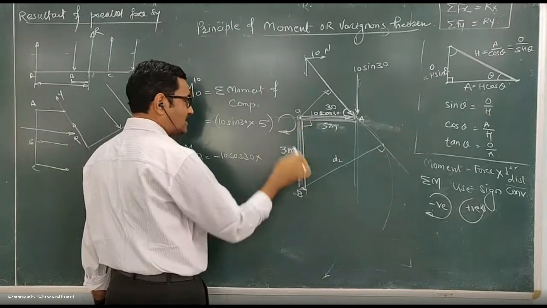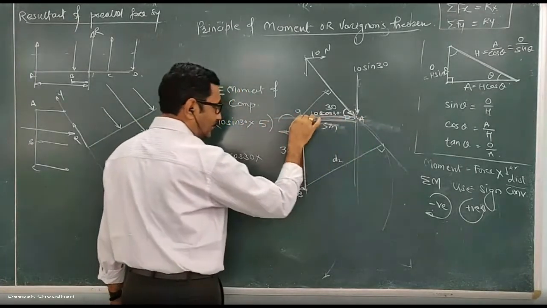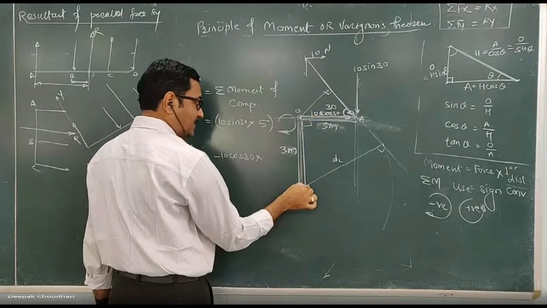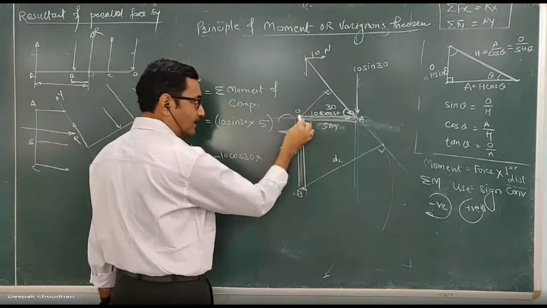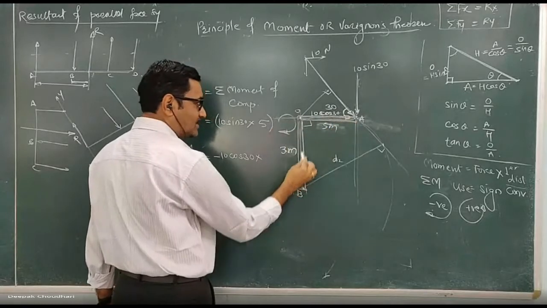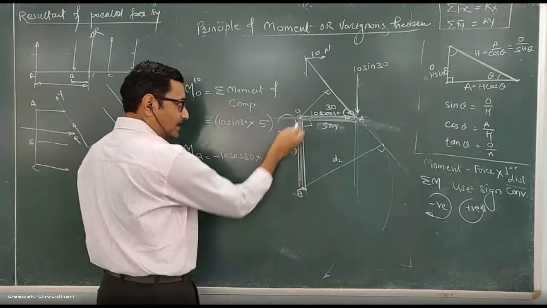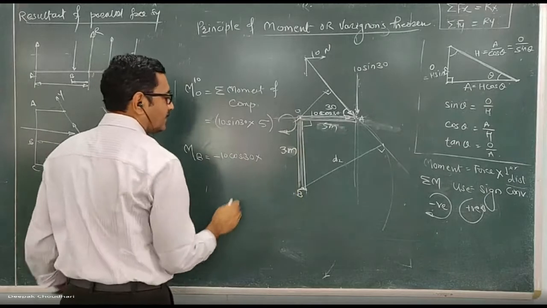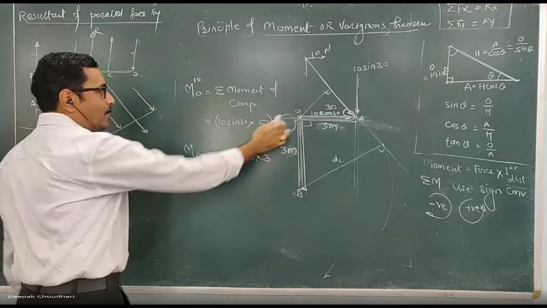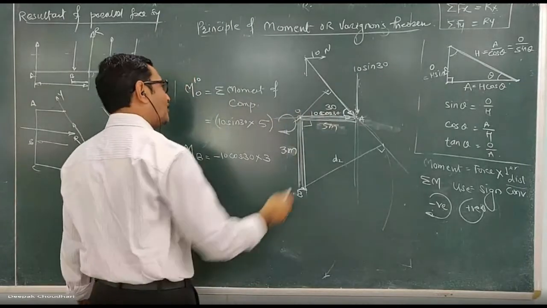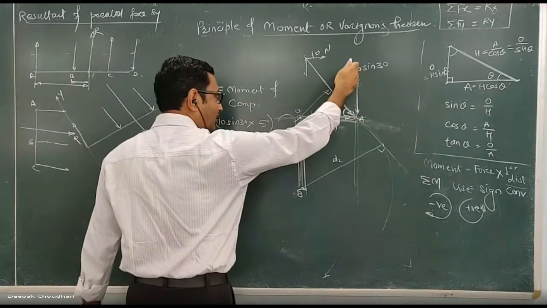How much is the perpendicular distance of this 10 cos 30 from B? Now B is the moment center, so we have to take the perpendicular distance of the line of action of the force from B. For a horizontal force, the perpendicular distance will be vertical. So how much is this perpendicular distance? It is 3 meter. So the moment of this is 10 cos 30 into 3. That is the moment of one component. Now take the moment of the next component.